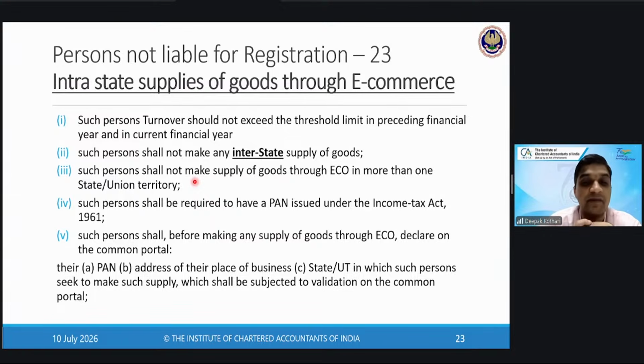And such person shall be required to have a PAN issued. Definitely, they should have a PAN number, and shall, before making any supply of goods through e-commerce, declare on the common portal. They should declare, then registration will not be required.